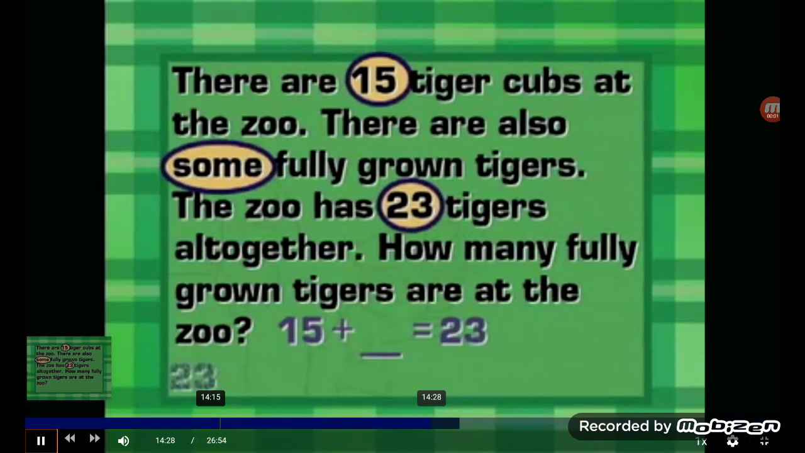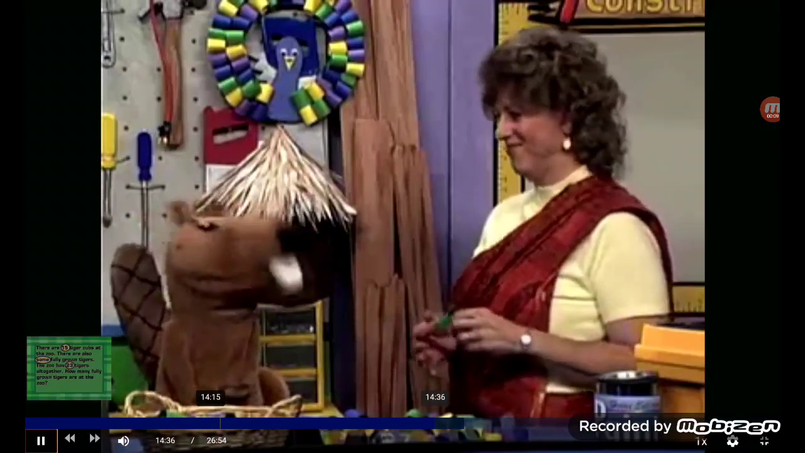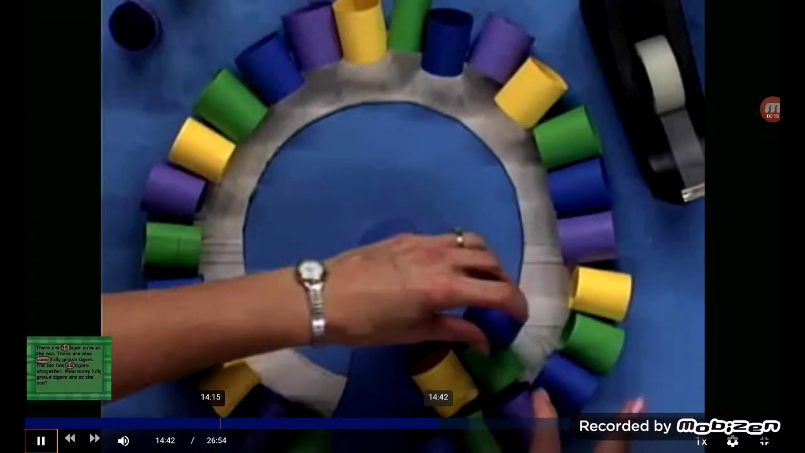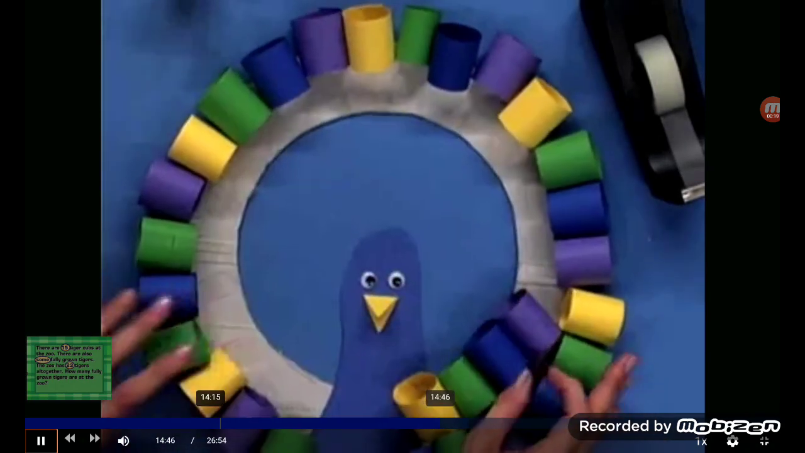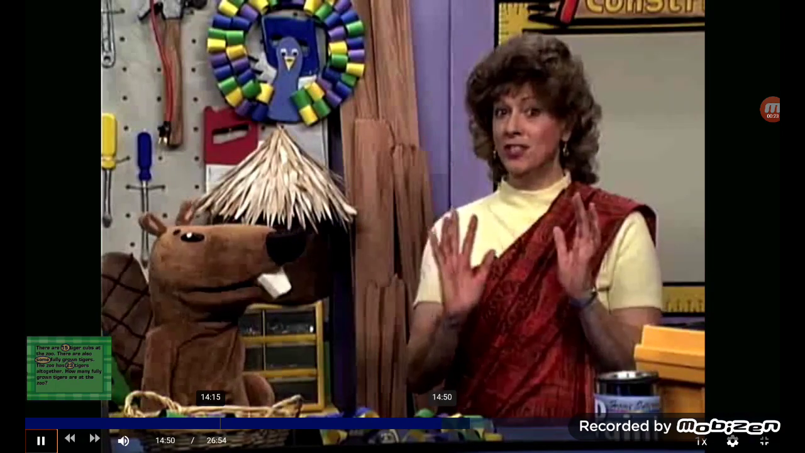Your subtraction problem, 23 minus 15 equals 8 fully grown tigers. If you got the last equation, you get 3 more feathers. Hey, we saw some tigers in the zoo, and I got to watch them eat lunch. It was so cool. I'm sure it was. Well, here's another chance to earn 3 more feathers. One more word problem.